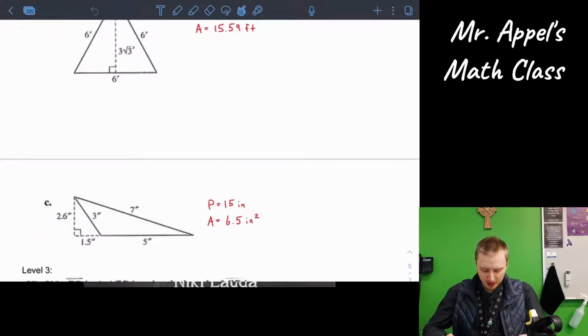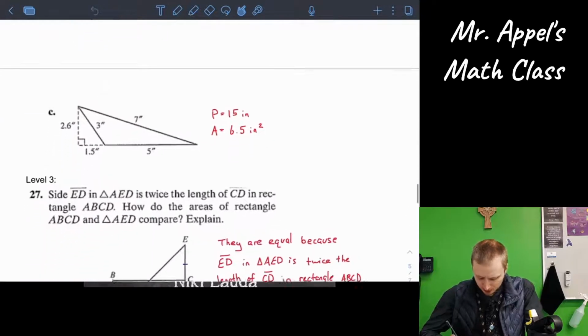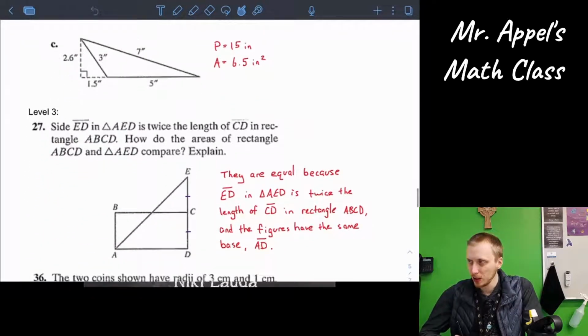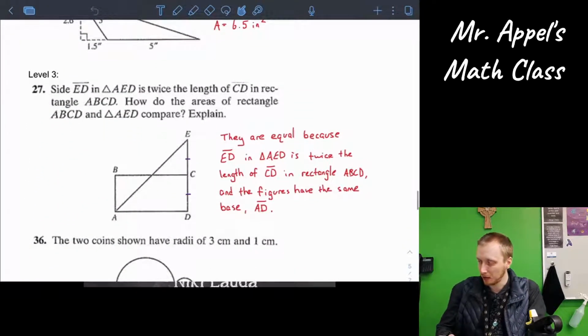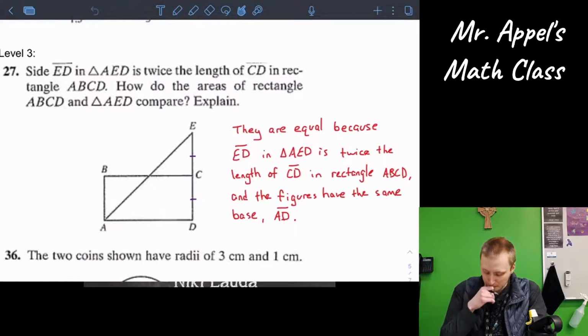Okay, hang on to your hats. Level 3 is where we're going to start to see some weird stuff. So first up, the triangle versus rectangle. This one's not too weird, but might not be immediately obvious.